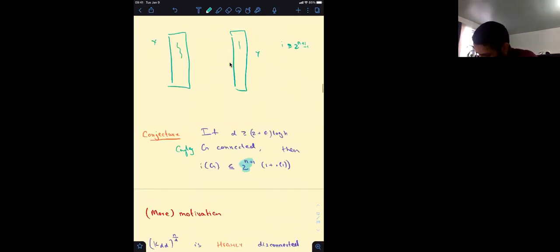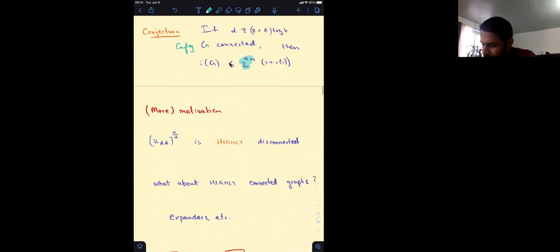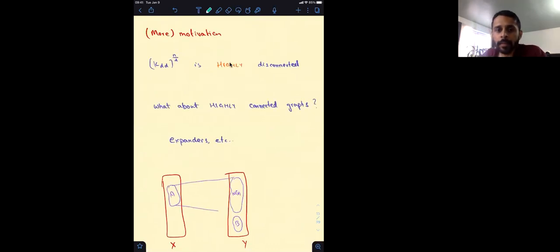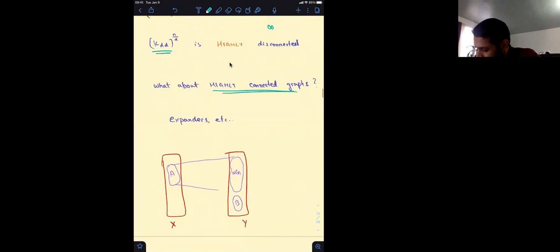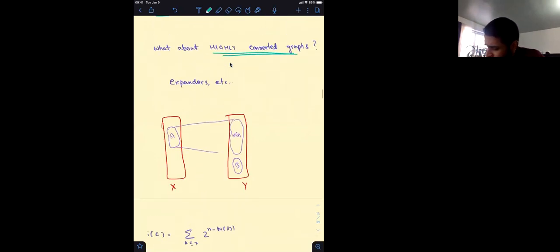Okay, good. So here's a bit more motivation for approaching the proof. The tight example for general d-regular graphs is highly disconnected. Recall that it's a bunch of disjoint K_{d,d}'s. So what about highly connected graphs? Think of expanders, etc. These are very highly connected graphs. So for now, assume it's bipartite. Consider a bipartite graph with bipartition X and Y.